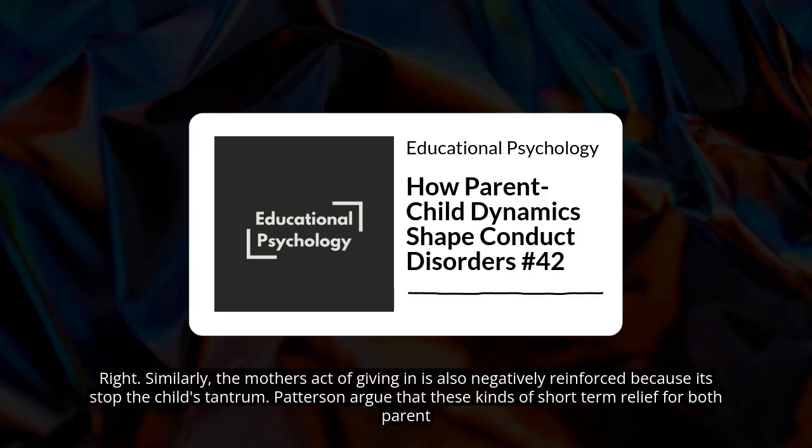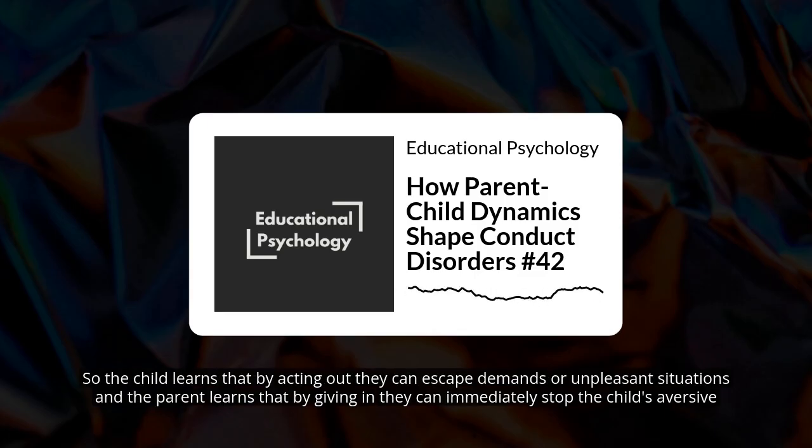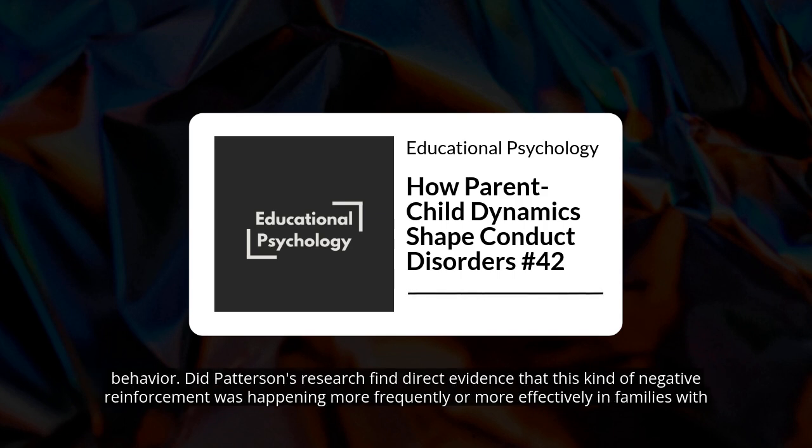Patterson argued that these kinds of short-term relief for both parent and child can make these negative interaction patterns very resistant to change over time. So, the child learns that by acting out, they can escape demands or unpleasant situations, and the parent learns that by giving in, they can immediately stop the child's aversive behavior.